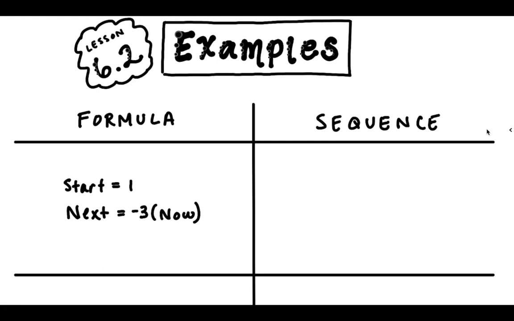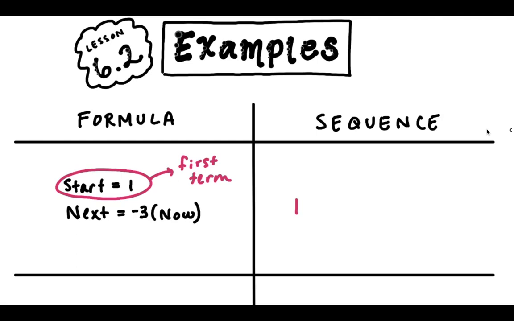First example, we're starting with the formula and we want to come up with the sequence. So again, we can look at our formula and see that this is our first term. It's just given right to us. So I know that the first term in the sequence is 1. Okay, now let's look at our rule. What does the rule say? The rule says that the next term is -3 times the now term.